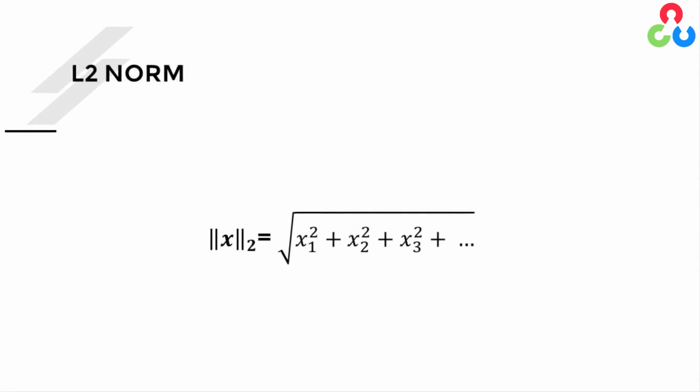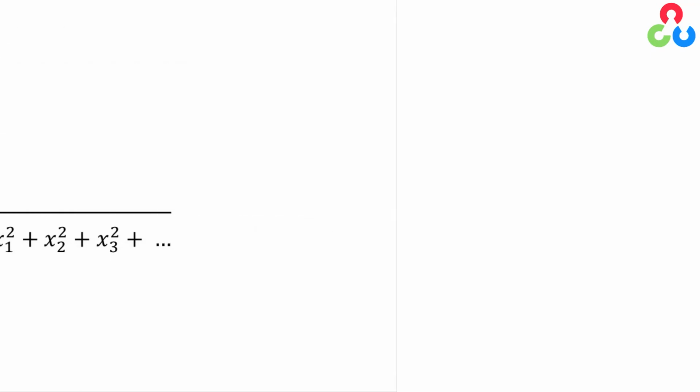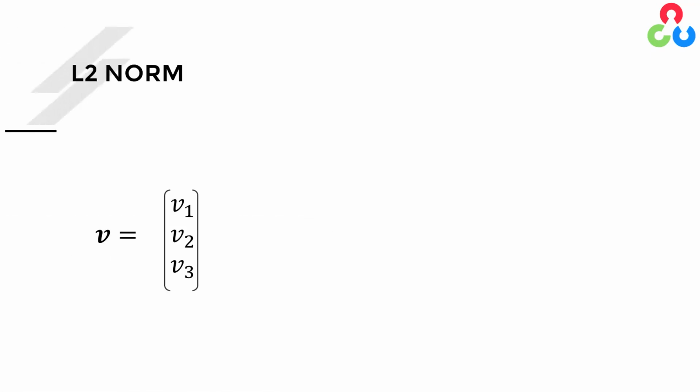L2 norm of any vector is simply the square root of the sum of squares of all elements. Now, suppose you have a vector of 3 elements, say v1, v2, v3. Then the L2 norm of this vector v, which consists of 3 elements v1, v2, v3, is simply v1 squared plus v2 squared plus v3 squared, square root. So that's called the L2 norm.